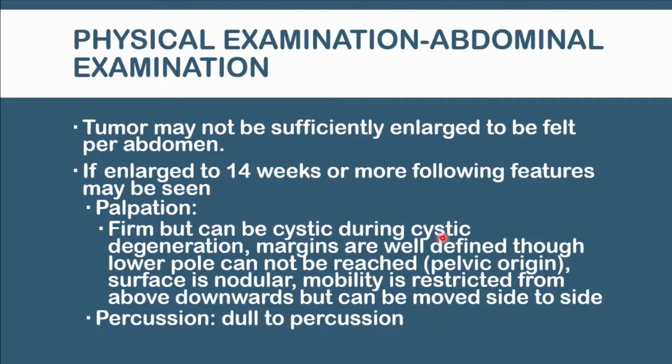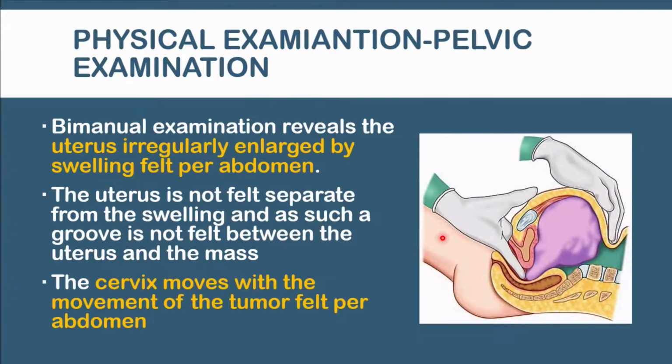The surface usually tends to be quite nodular when you palpate it, and the mobility is actually restricted from above downwards, but you can actually move it from side to side. When you percuss this mass, it usually tends to be dull. And then when you perform the bimanual pelvic examination, of course, you're going to see a uterus that is irregularly enlarged, and you can feel it per abdomen.